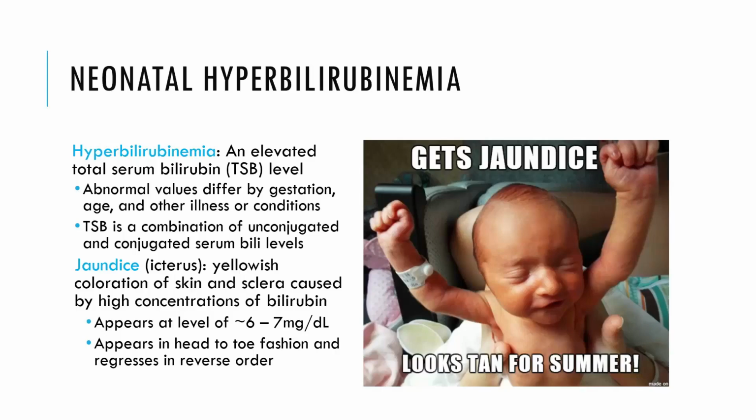Usually babies will look a little jaundiced when levels are around 6 to 7, and it appears in a head to toe fashion, and it regresses in the reverse order. So you'll start with the eyes and the head and move down towards the feet as your bilirubin level increases and gets worse. Then as your bilirubin level decreases and gets better, because we're treating the baby, or the liver starts working a little better, or the baby starts pooping and peeing more, you'll see it reverse from toes. The head and the eyes is the last place you'll see it disappear.